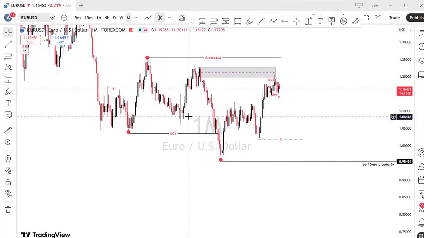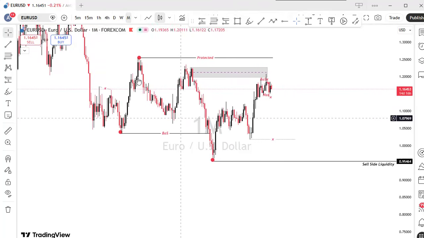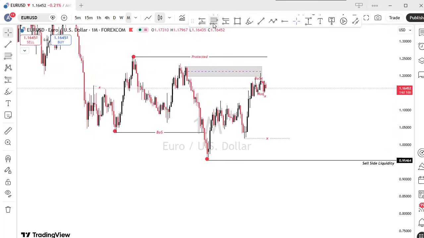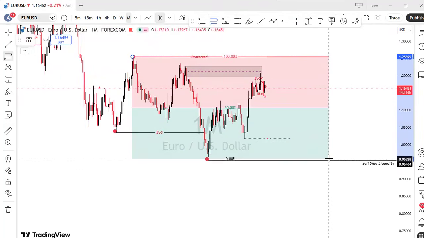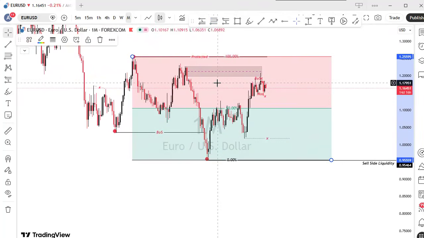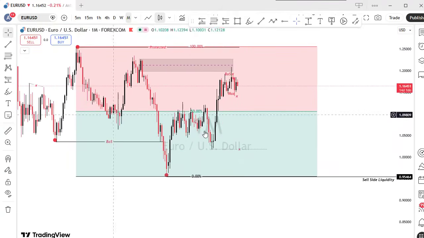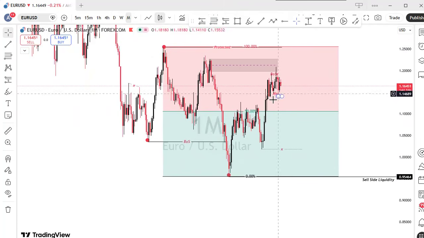Then I will go to the next step, which will be identifying my point of interest. If you have been following me, you know very well we use our Fibonacci tool. We place it from the swing high to the swing low. Very easy, very simple, no complicating anything. The idea of doing this is for me to differentiate where is the premium and where is the discount.